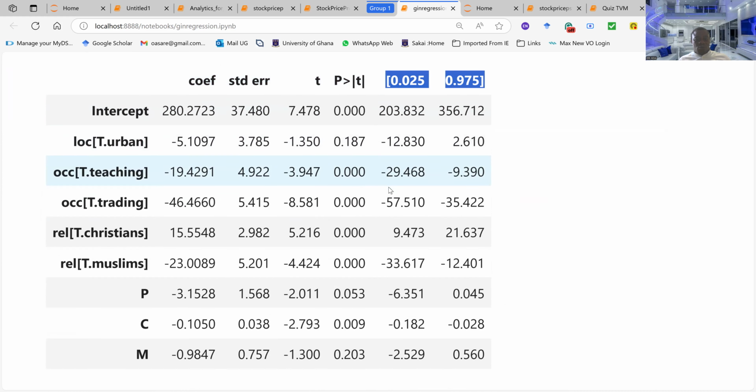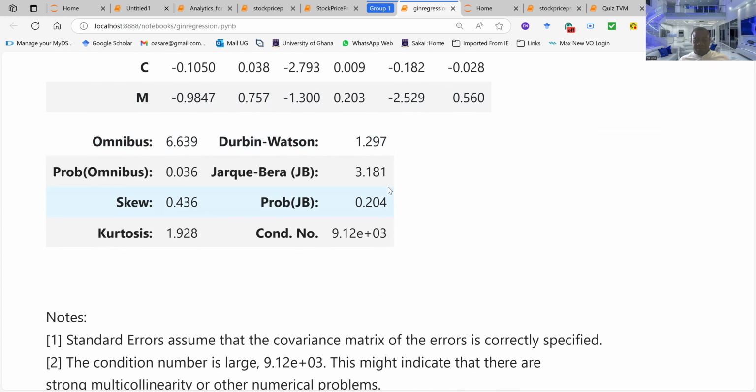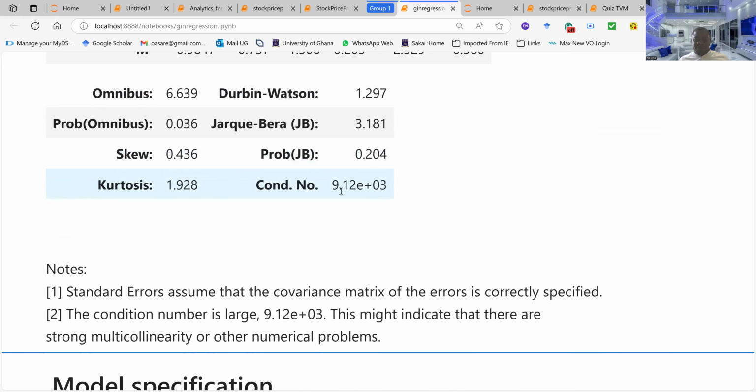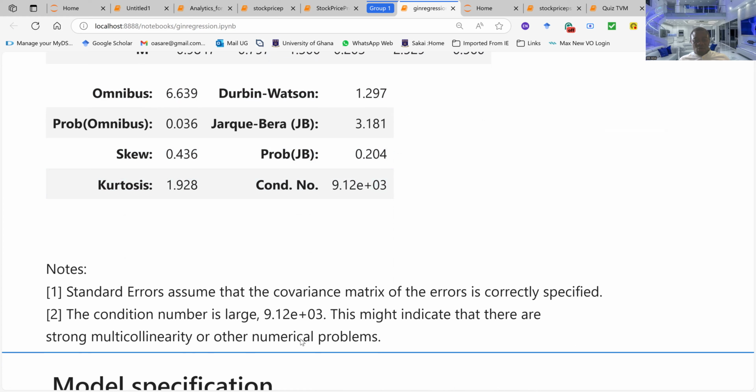So we will look at the interpretation, but for now, let's look at a very simple one here. If there are a couple of errors, it will tell you the condition number is large. This might indicate that there is strong multicollinearity or numerical problems. Now, we can check it by looking at the variance inflation factor to see whether there's a problem with multicollinearity. Okay, we shall do that next time.